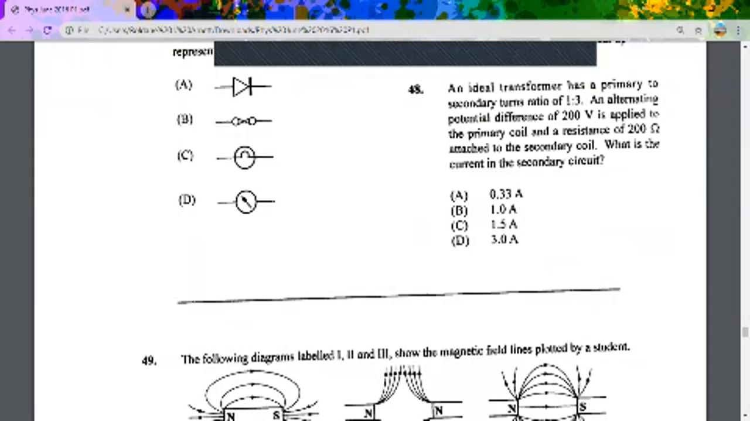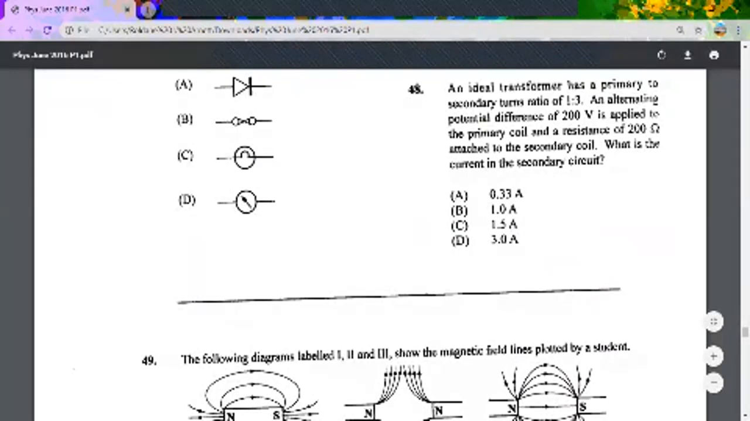An alternating potential difference of 200 volts is applied to the primary coil and a resistance of 100. Yes, you can read the rest of that. Let me go ahead and set this up.